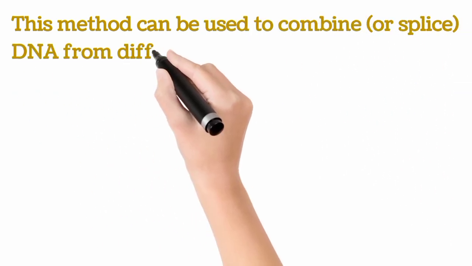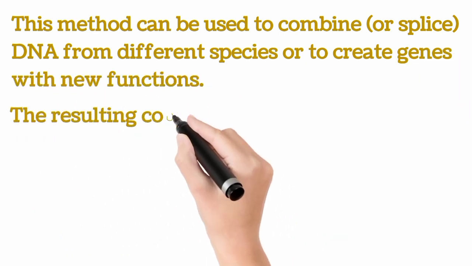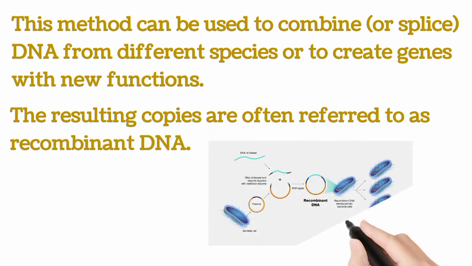These methods can be used to combine or splice DNA from different species or to create genes with new function. The resulting copies are often referred to as recombinant DNA. So generally, this method is used to combine or splice DNA from different species of organisms, combining them to create new genes with new function. And this will actually result in the formation of copies that are called recombinant DNA.